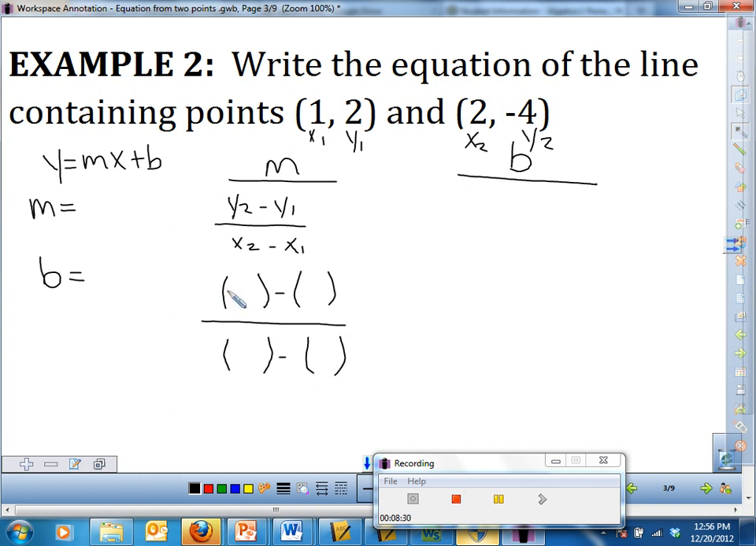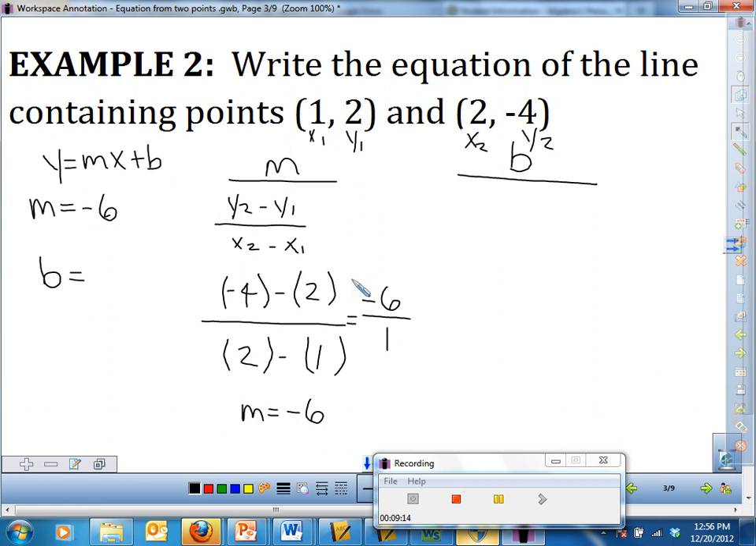My y2 value was -4. My y1 value was a +2. My x2 value was a +2. My x1 value was a +1. I'm going to solve. -4 minus 2 is a -6. 2 minus 1 is +1. I know I don't want to keep my slope as a fraction, so I'm going to simplify. -6 over 1 gives me a slope of -6. I'm going to go ahead and write that here. m is -6 so that I know I have it.